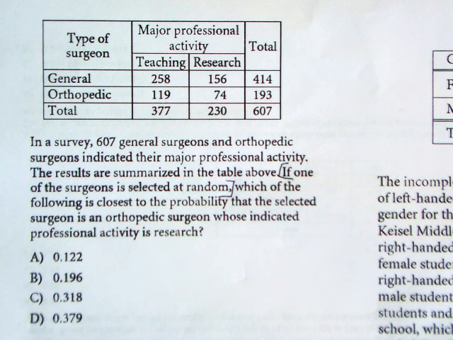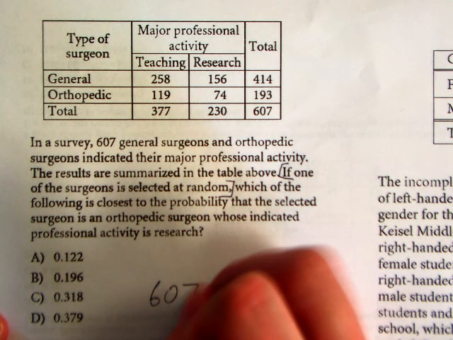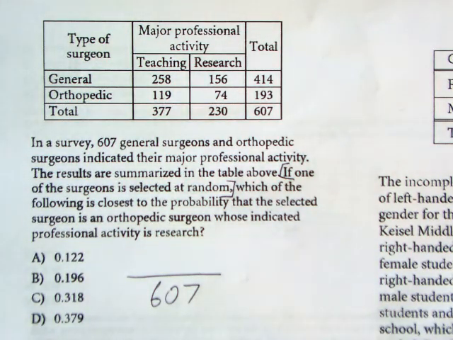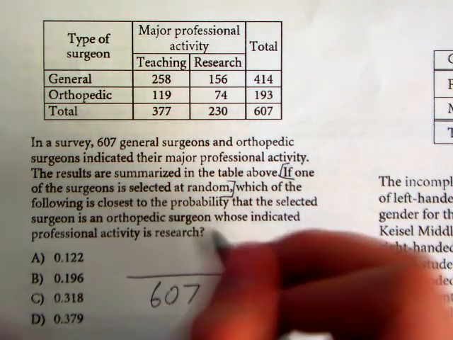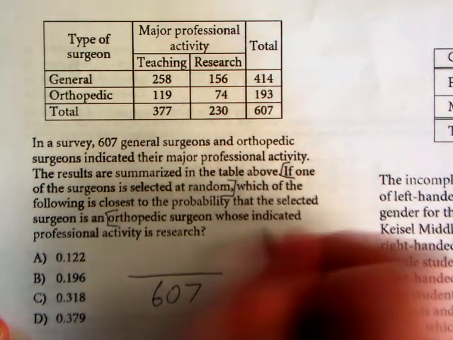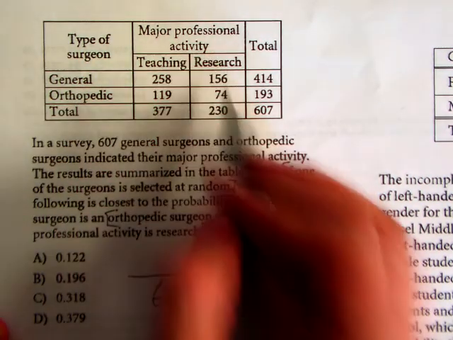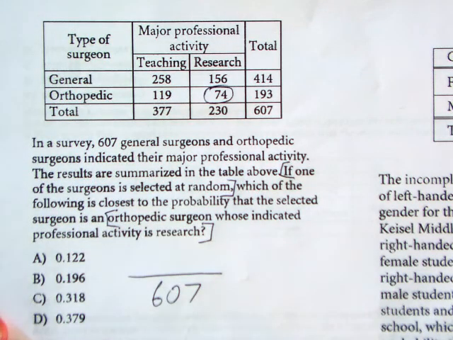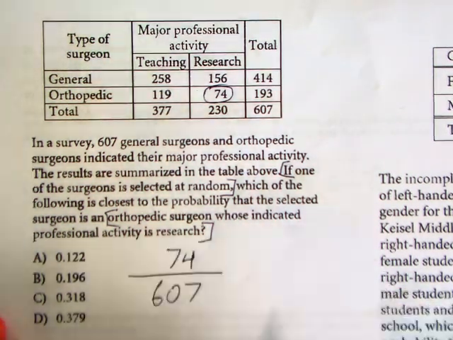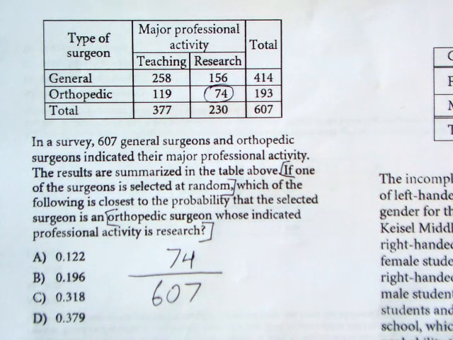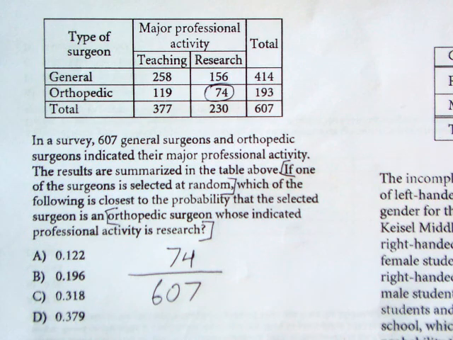So the very bottom right number, or our total of 607, will go on the bottom of our fraction. To go on the top, we're indicating an orthopedic surgeon whose professional activity is research. So you follow orthopedic and research, and your answer is 74. If you divide this number, it's going to be very close to one of these choices.